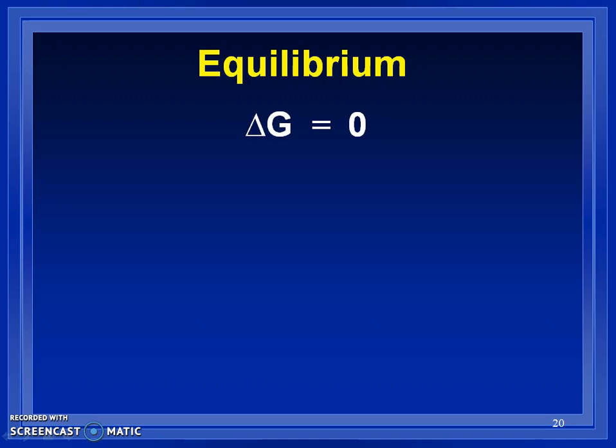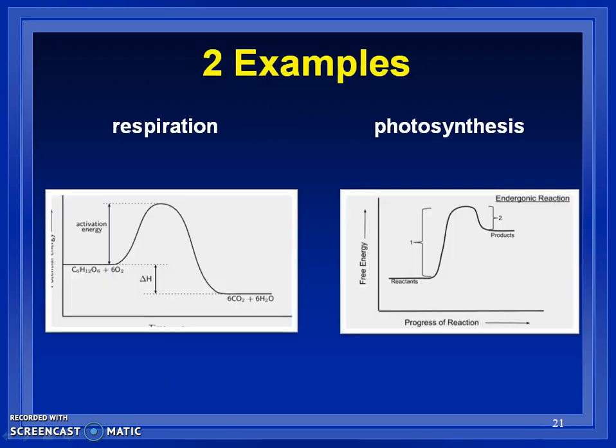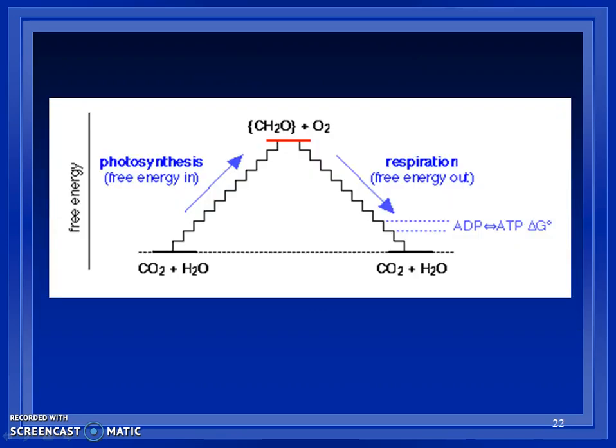Remember, we always need that standard. We always need somewhere where it's going to be either positive compared to 0 or negative compared to 0. So again, here are our two examples. Again, he gave us respiration and photosynthesis. So here we have an exothermic reaction where our products have less energy than our reactants. And here we have an endergonic reaction, like photosynthesis, where our products have more energy than the reactants they came from.